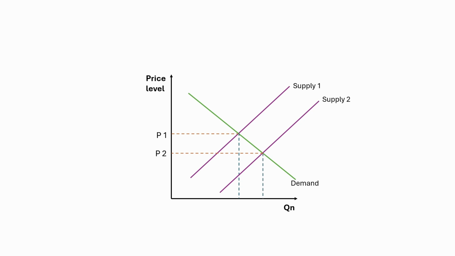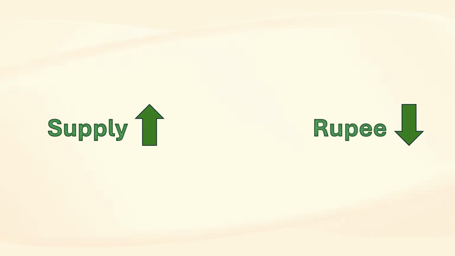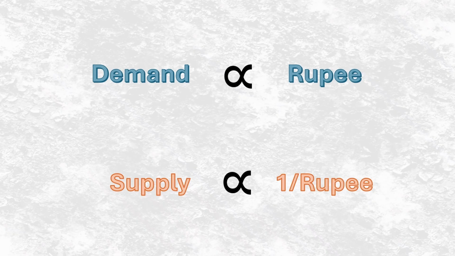On the other hand, if supply reduces from supply 1 to supply 2, it will take the price level up from P1 to P2, increasing the price, hence the value of the rupee. Hence, we can say if the supply of rupee increases, its value will decrease, and if supply decreases, its value increases. So from the graph, we can see demand is directly proportional to the value of the rupee and supply is inversely proportional to it. Now, let us understand the main factors that affect the demand and the supply of the rupee and how they lead to an increase or decrease in its value.